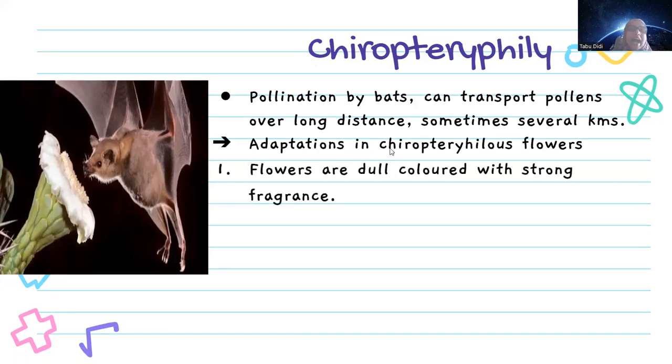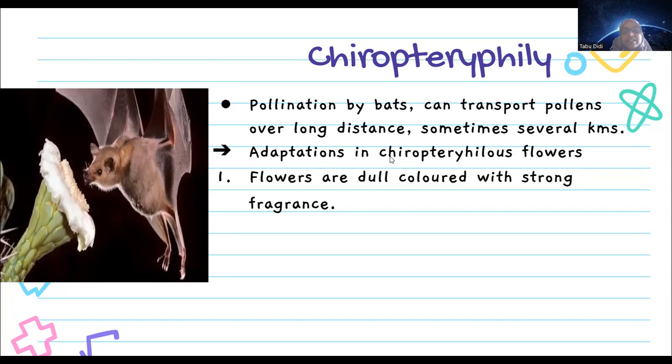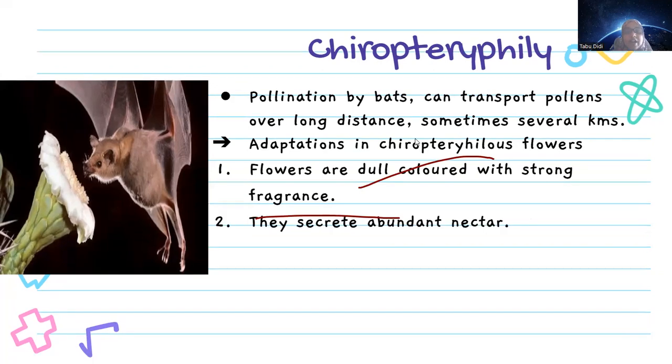So since bats are not so visual animals, they are usually active at night. So the flowers will be dull colored, but they will have a very strong fragrance. So they will not be very bright and colorful, but the fragrance will be very strong. And a large amount of nectar will be secreted by these plants because bats are coming to the flower not for pollen grains. Again, I'm mentioning, they're coming for the nectar, for the food, for nectar sucking. Okay.